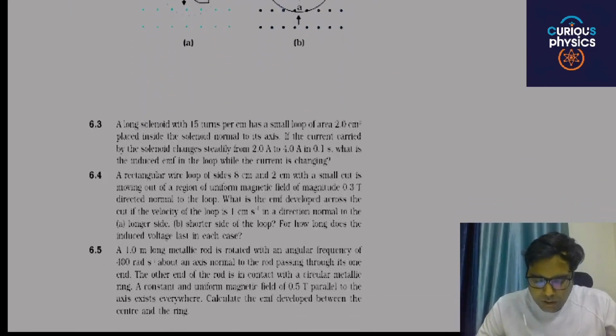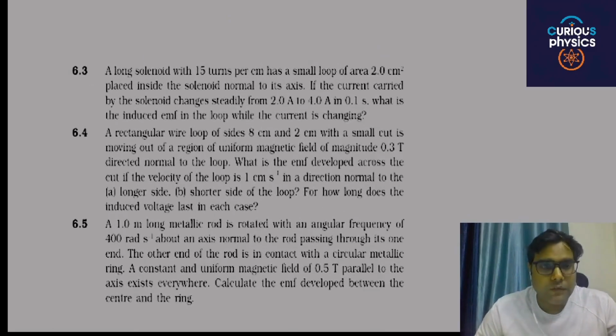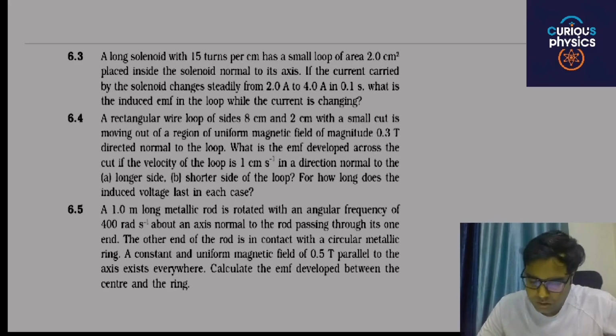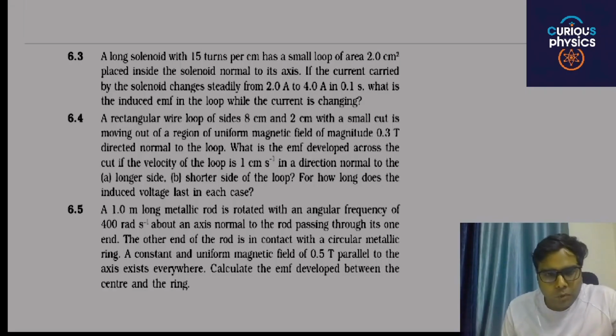Next question. A long solenoid with 15 turns per centimeter has a small loop of area 2 centimeter square, placed inside the solenoid normal to its axis. If the current carried by the solenoid changes steadily from 2 ampere to 4 ampere in 0.1 second, what is the induced EMF? All the questions are directly formula based.